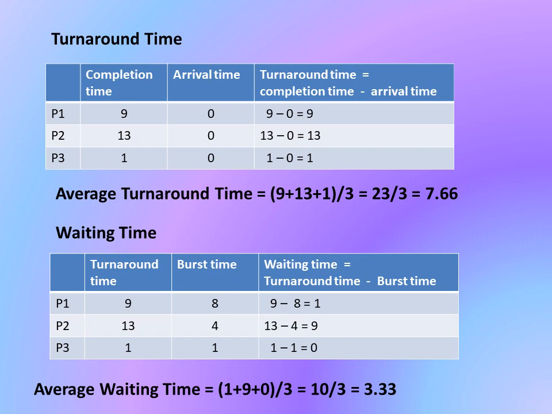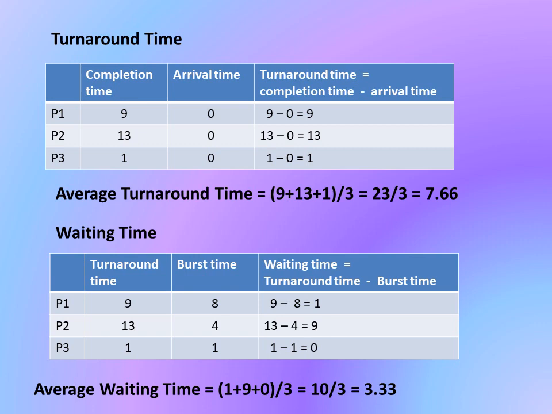In the same way, turnaround time for P2 is 13. So the completion time for P2 is 13 and the arrival time for P2 is 0. So 13 minus 0 is equal to 13. In the same way, turnaround time for P3 is 1. So the completion time for P3 is 1 and the arrival time for P3 is 0. So 1 minus 0 equal to 1.